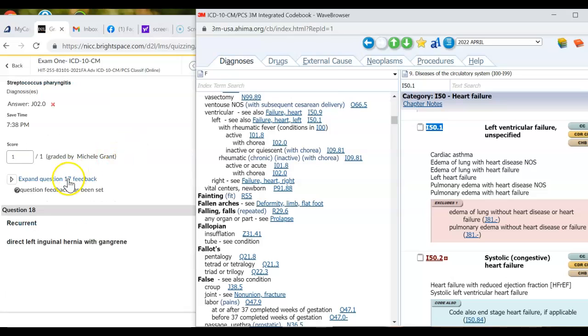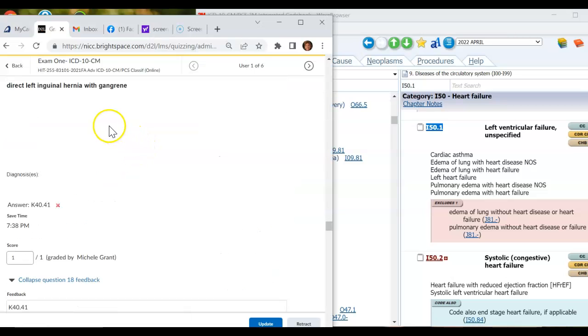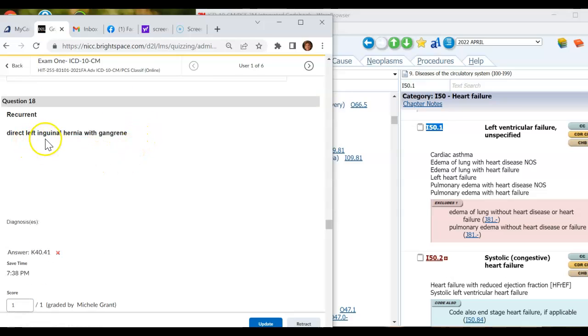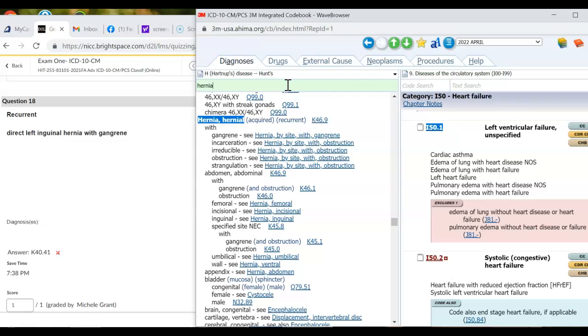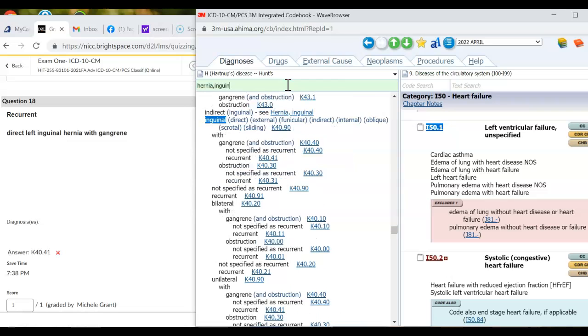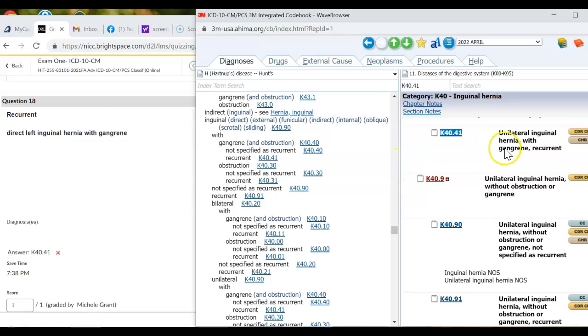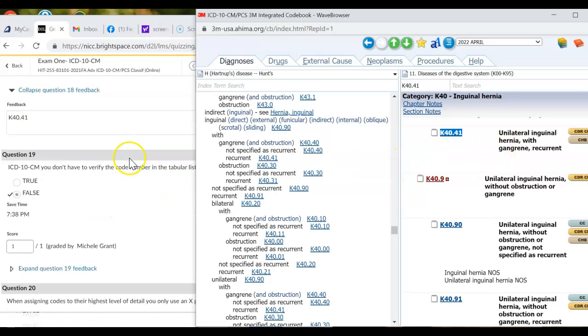All right, so this one was, everyone did good on this. With this one, if you didn't get it, it's just you didn't look enough. So let's go ahead and run through that real quick. So if I have hernia, I'm going to go right to renal. Okay, see how direct is a non-essential modifier? It's right in there. I'm going to go down to with gangrene, and it's recurrent. So it should be K40.41. That's when you just need to look far enough. The rest of these, everybody did well.